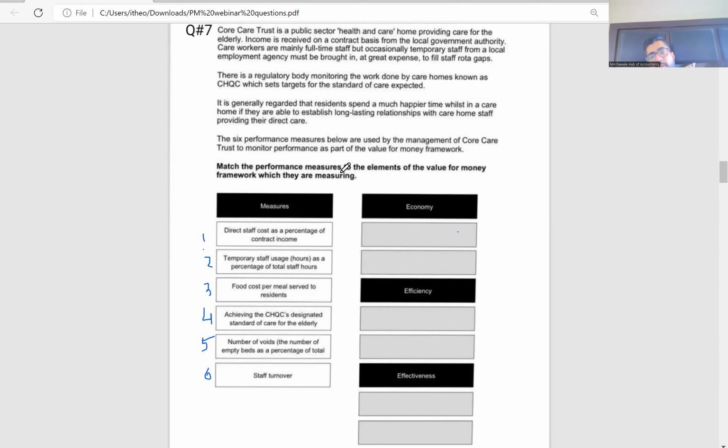You need to match them on value for money. The boxes are 2 for economy, 2 for efficiency, 2 for effectiveness. You know the definition of economy. Economy means low cost. So wherever cost is coming, that's economy. So you know cost is coming in number 1. It's not coming in number 2. And cost is coming in number 3. So 1 and 3 fall in economy because economy is low cost.